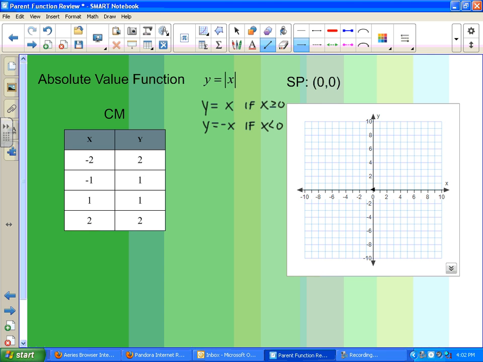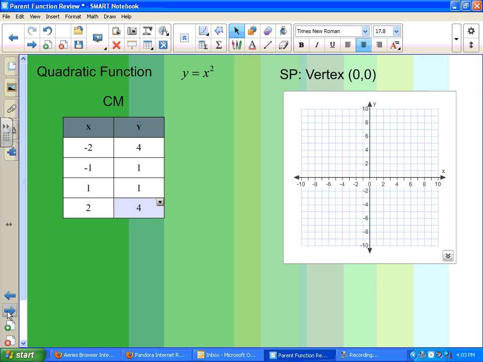That's the first one, and there's our second. This would be the graph of y equals x. This is the graph of y equals negative x with those respective domains. So when we put them together, we get this V shape, and here are the critical movements for it. Left 2, up 2. Again, how did I get those? If you put a -2 in for the absolute value of x, you get a +2. Put a -1, you get a +1, and so on. Critical movements for absolute value functions.